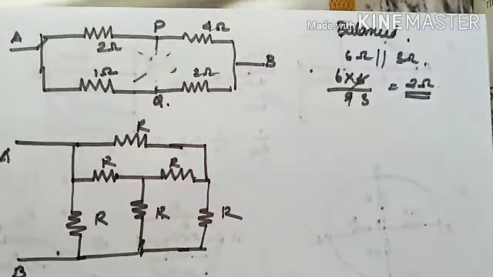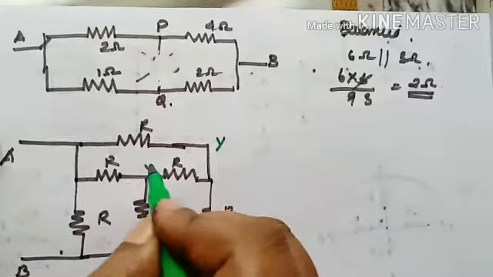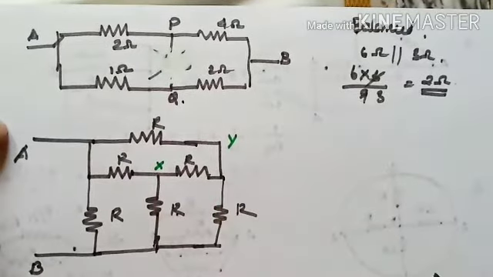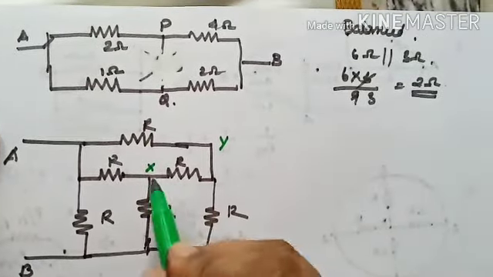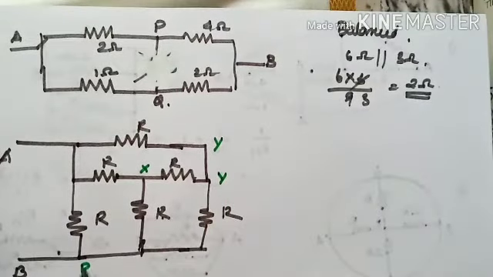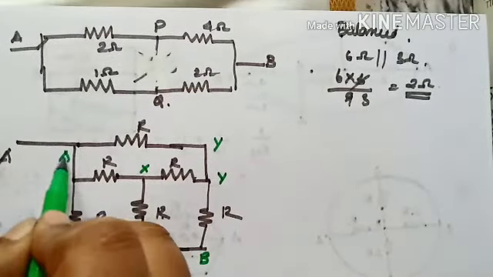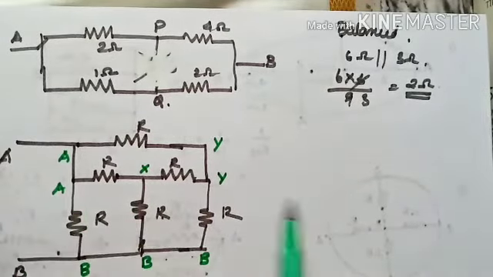Now, let's mark some points, guys. Let's take this as x, let's take this as y, right? If this is x, this is y, this point also will be y. This point is b, means this point is b, this point is b, this point is b. This point is a, means this is a. Right, this much is clear?